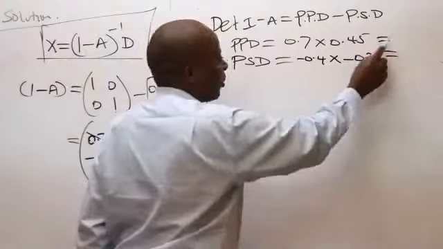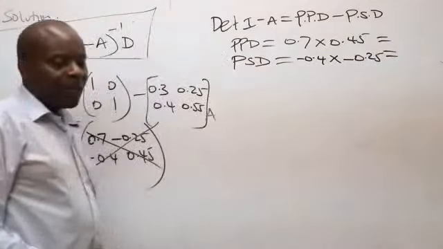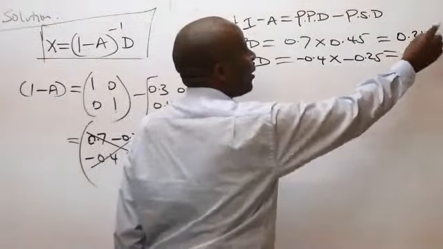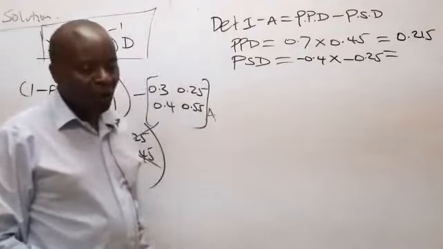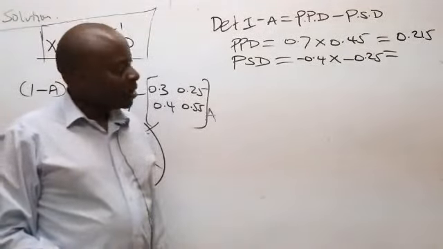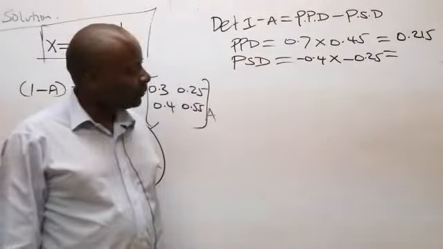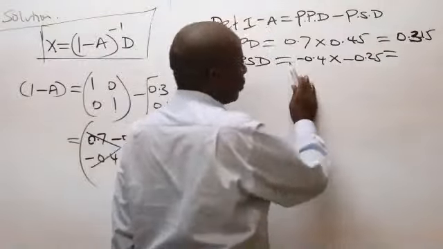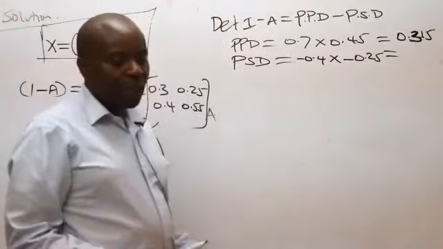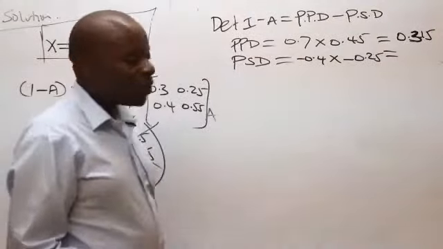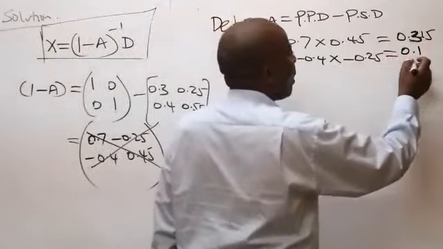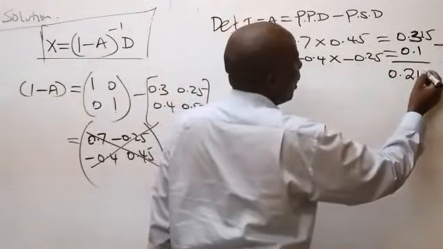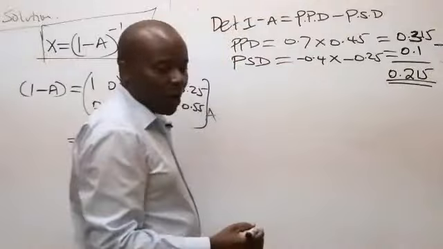Could you kindly give me the product of the primary diagonal? Somebody is telling me 0.315. Thank you very much. How about the product of the secondary diagonal? According to Fatma, it is 0.1. So you're supposed to subtract the two. When you subtract the two, you are getting 0.215.